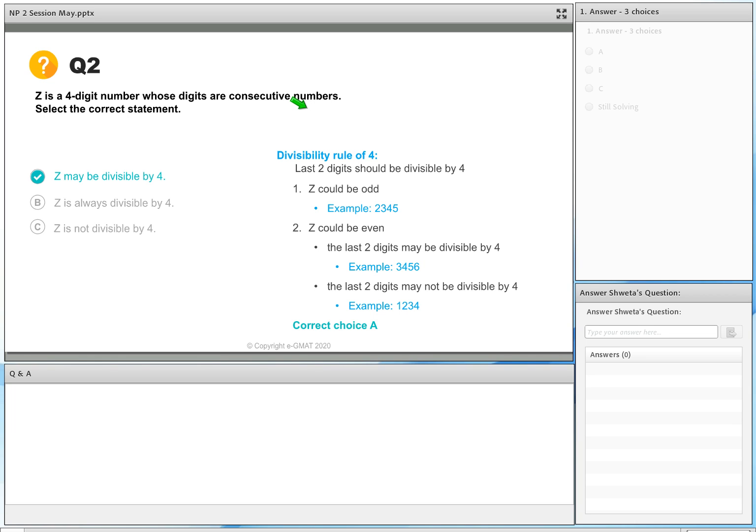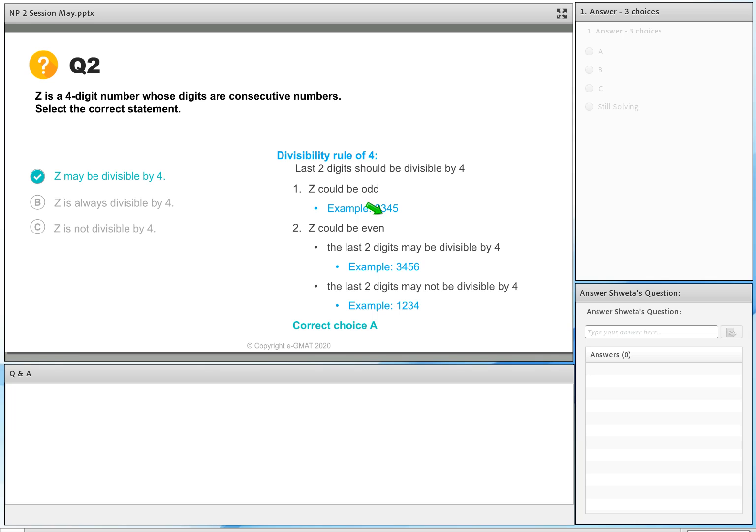Look, what is the divisibility rule of 4? The divisibility rule of 4 is that the last two digits of the number should be divisible by 4. So if it's a number, it's 4 digits or 24 digits or 3000 digits, whatever the number may be, all you need to check is the last two digits. If the number formed by the last two digits is divisible by 4, then the entire number will also be divisible by 4.